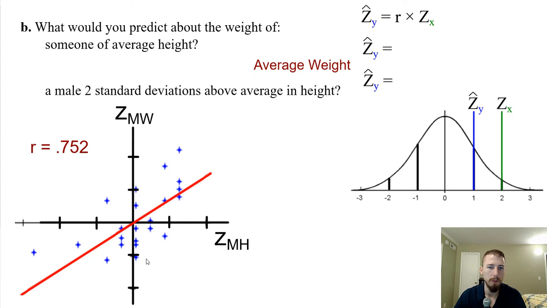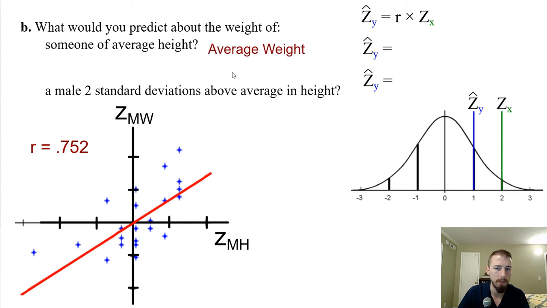All right, so what would you predict about the weight of someone of average height? Anytime we have someone of average height, we would always predict that they also have average weight. That's going to be the mean point: the x average is always going to go with the y average, regardless of what the correlation coefficient is. So it'll always go through the mean point.